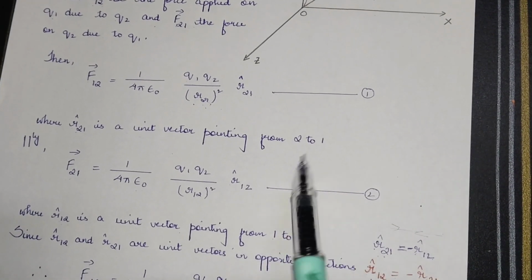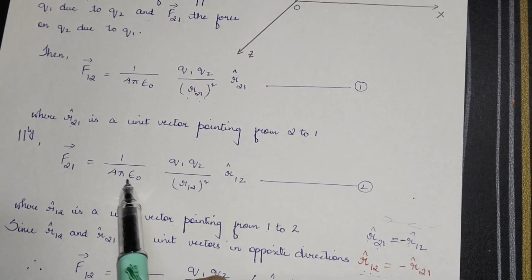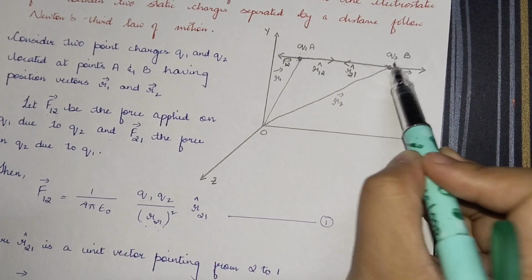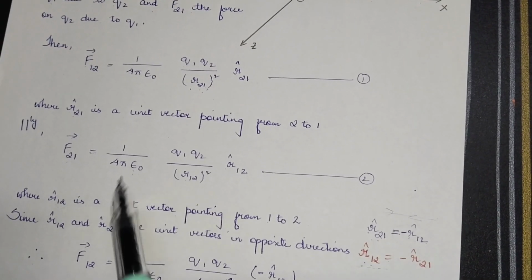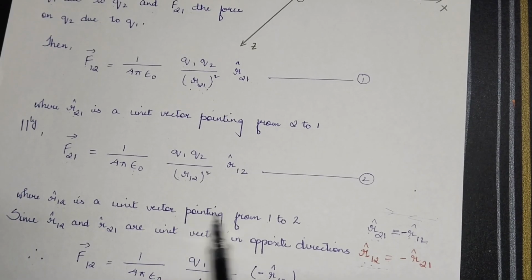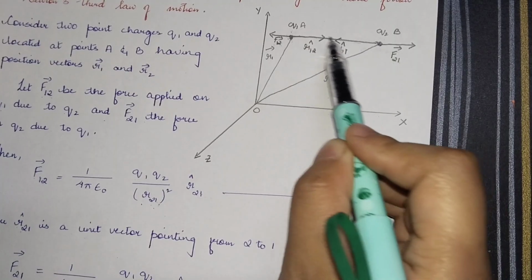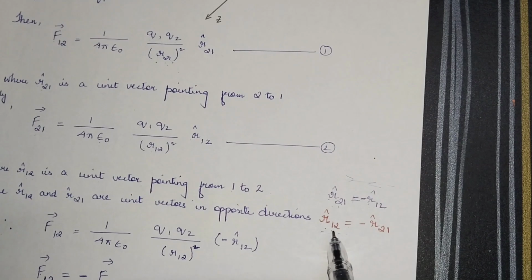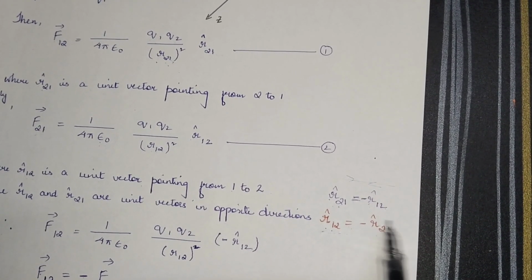Where r21 cap is a unit vector pointing from 2 to 1. Similarly, for force F21, we can write it as 1 by 4 pi epsilon naught q1 q2 over r12 square times r12 cap, and for q2 the unit vector is pointing from 1 to 2, which is this. So r12 cap is a unit vector pointing from 1 to 2. Now if you look at these unit vectors, both of them are equal but in opposite direction. So I can write the equation as r12 cap is equal to minus r21 cap, or vice versa.